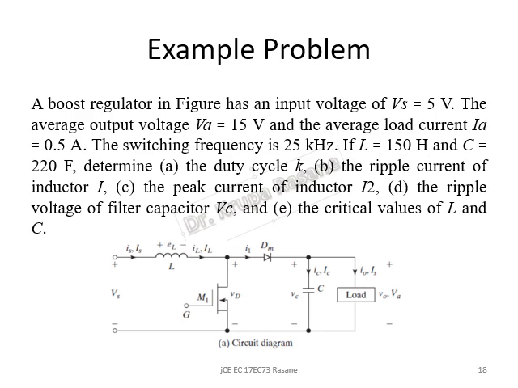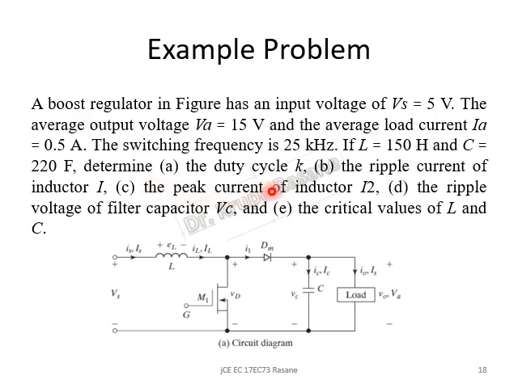Now, we're looking at the example problem. The boost regulator in this particular figure is basically having an input voltage. So this is the boost circuit. It has an input voltage of 5 volts. The average output voltage is equal to 15 volts and the average load current that is flowing is 0.5 amperes. The switching frequency is 25 kilohertz. The L value is given as 150 microhenry and the capacitor value is given as 220 microfarads.